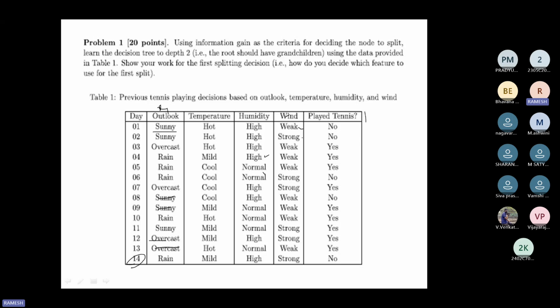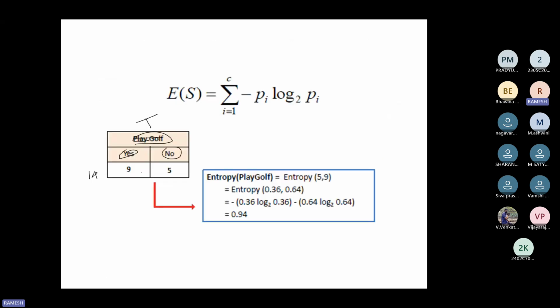First, we are calculating the entropy of this target variable, which we have selected as the target. Out of a total of 14 rows, 9 are yes and 5 are no. So the total is 14. Now for this, we are calculating just the target variable entropy. We substitute yes as 9, no as 5, total 14.